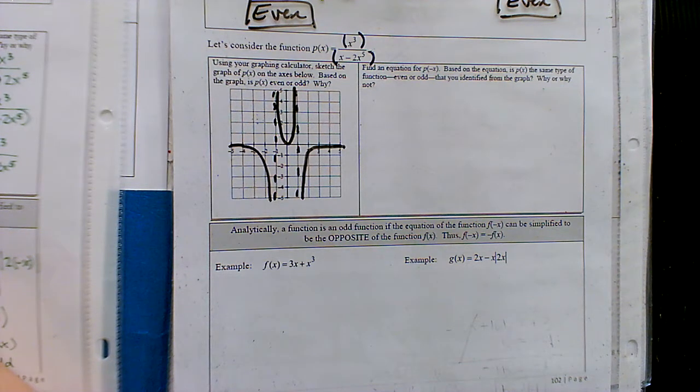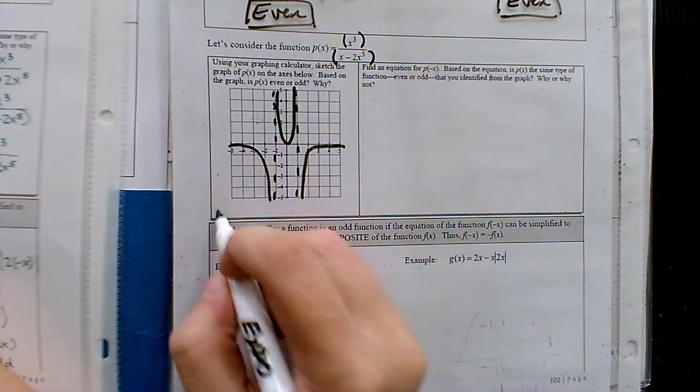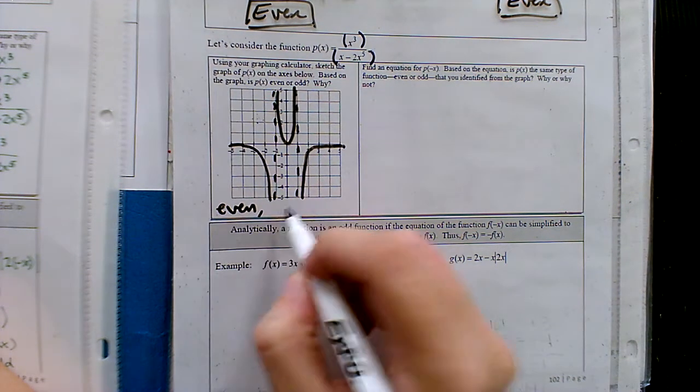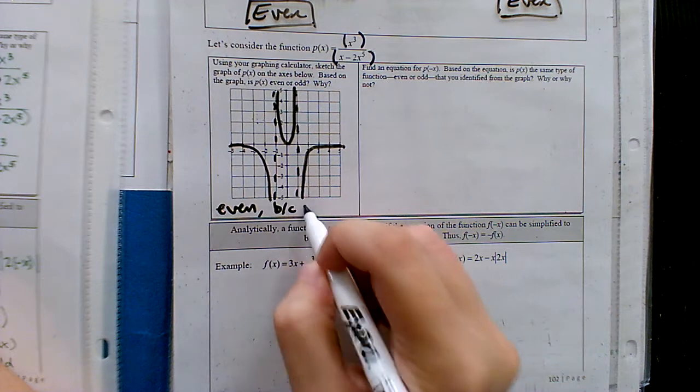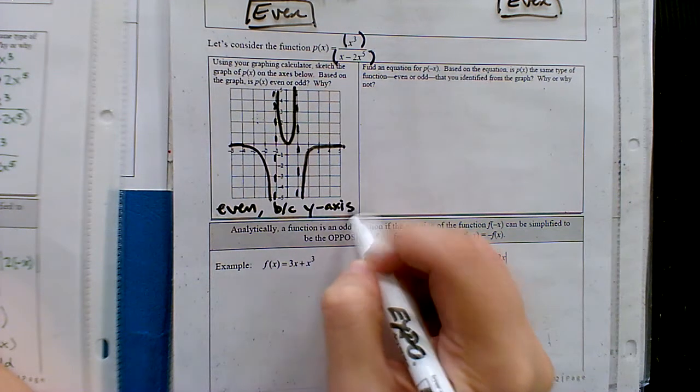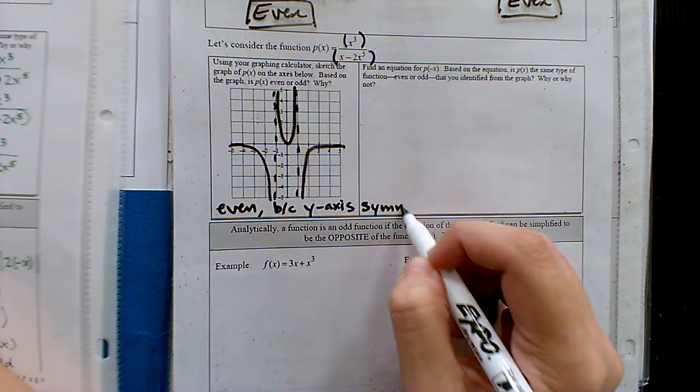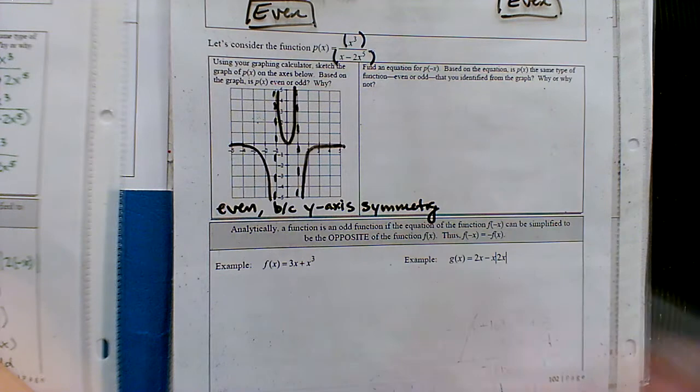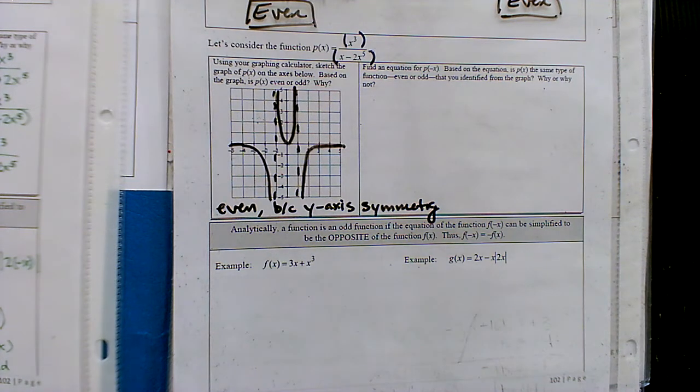Can you fold it, rotate it? What's the case? What do you think, Noah? Why is it even? Y-axis symmetry. Okay, so we can classify it as even because it has y-axis symmetry. All right, so we now know the conclusion.